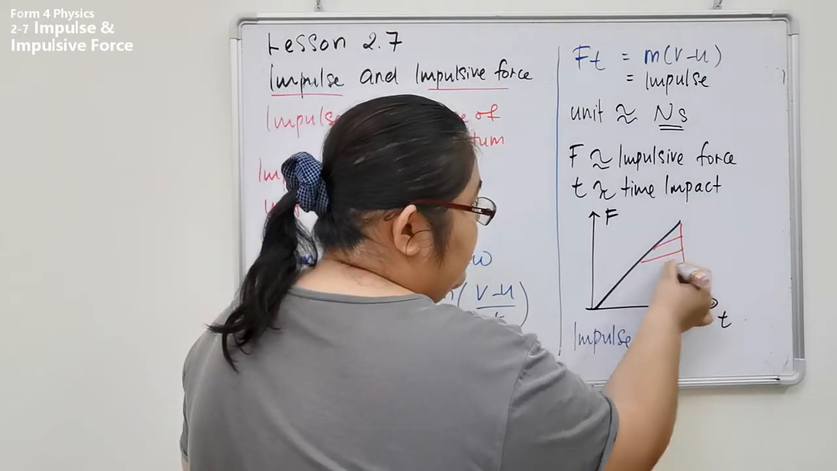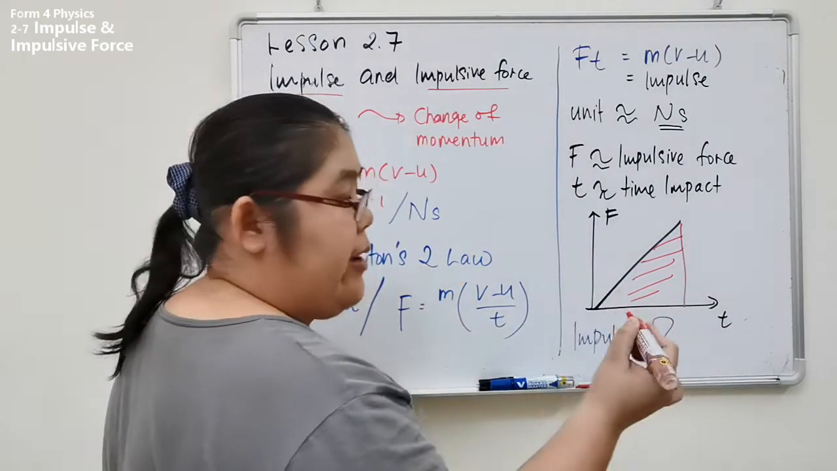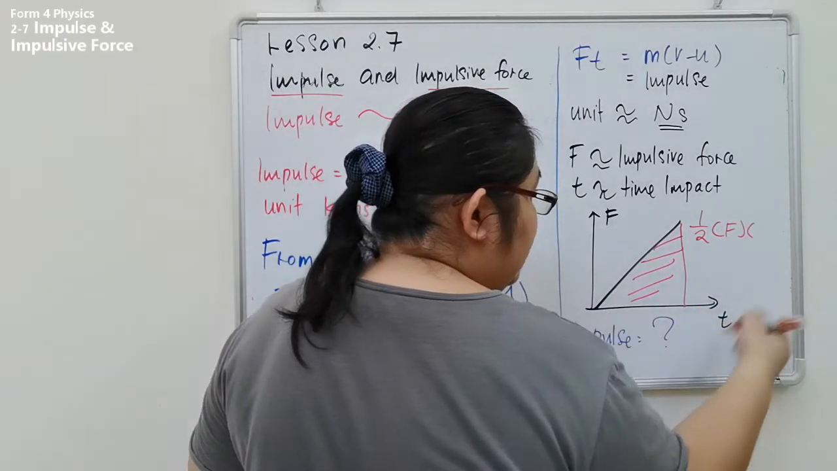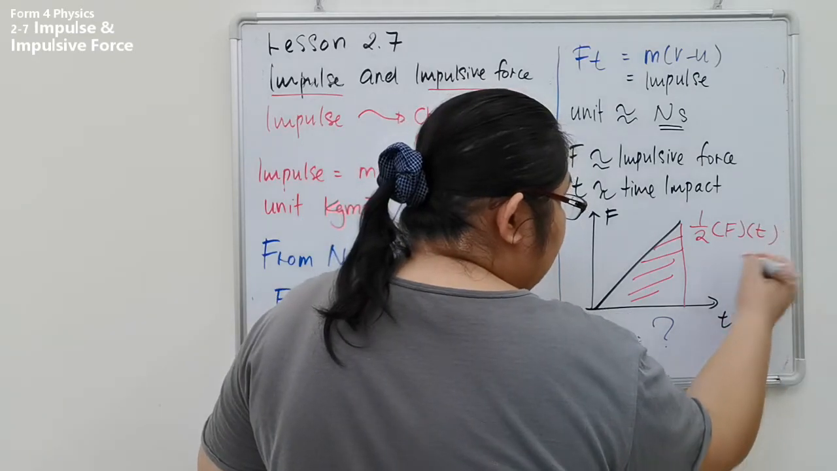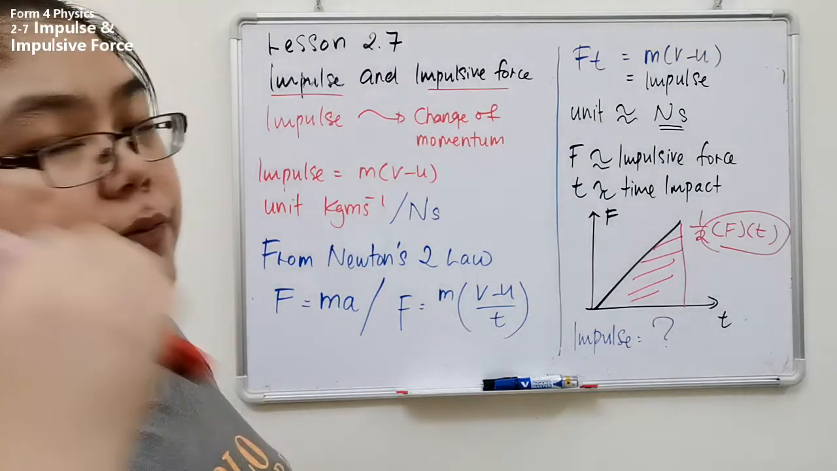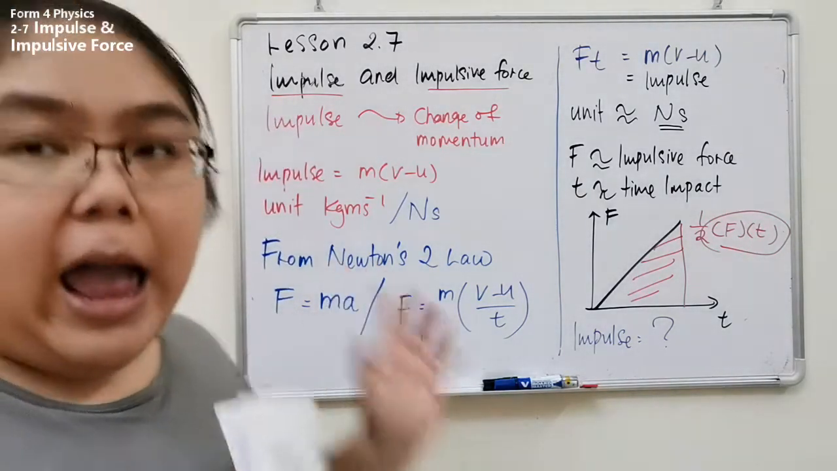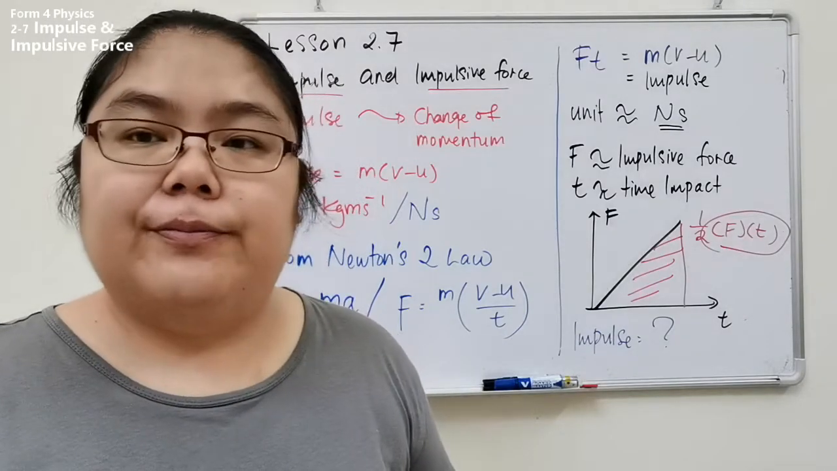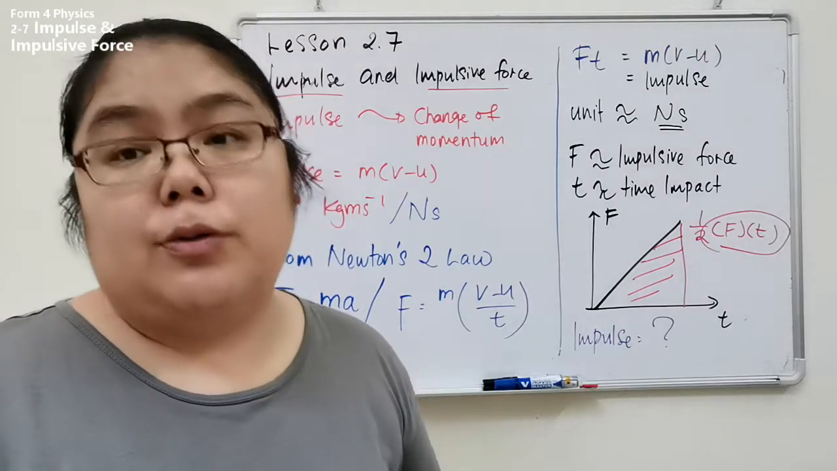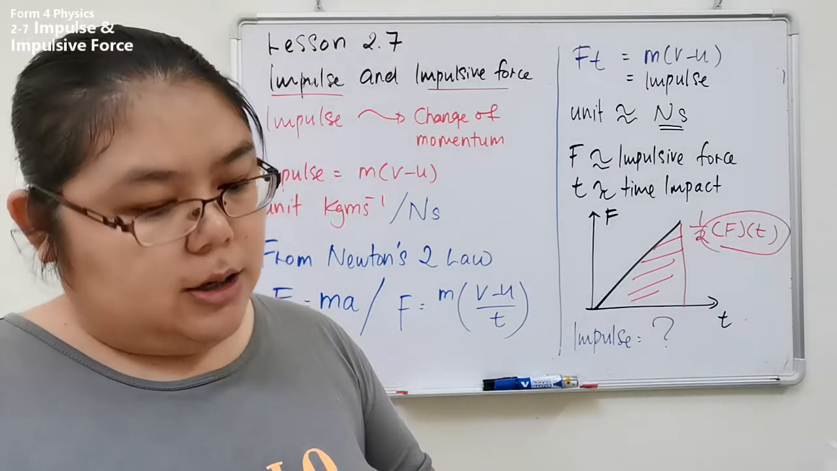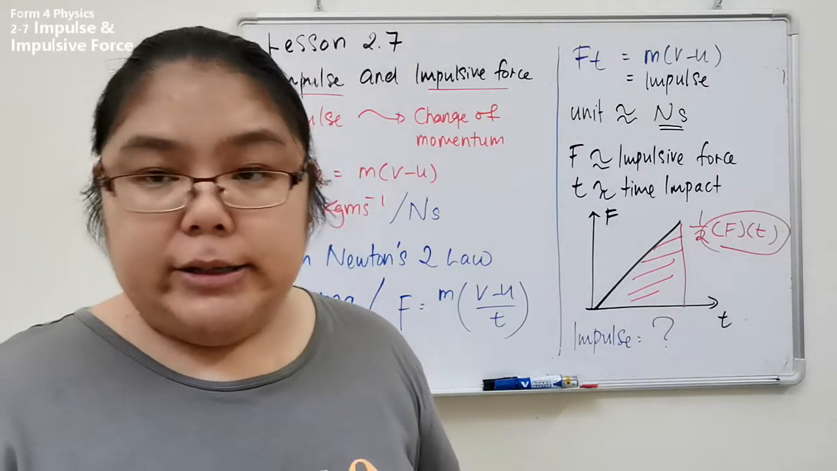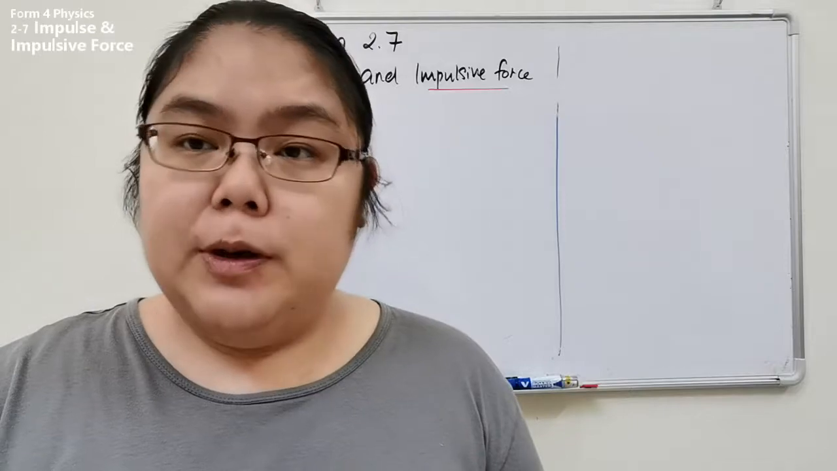So we try to find the area under the graph. Okay, this one is the area under the graph. If I use the formula for area, half multiply with F and also multiply with T. So I get FT, which is actually the impulse. So that means from this graph, if you want to find impulse, you need to find the area under the graph. This is what I want to introduce about impulse. Then we have three example questions for the impulse. Let's do it together. Come, let me see example one.